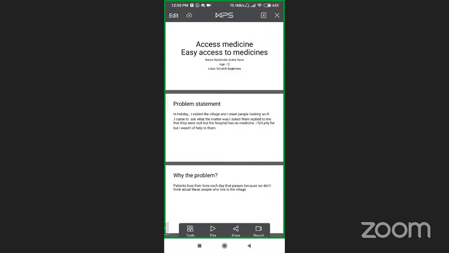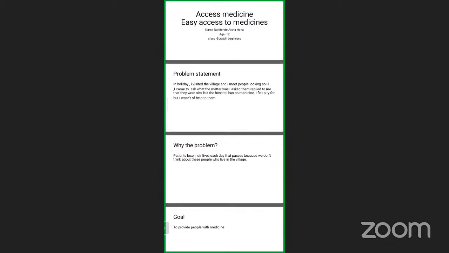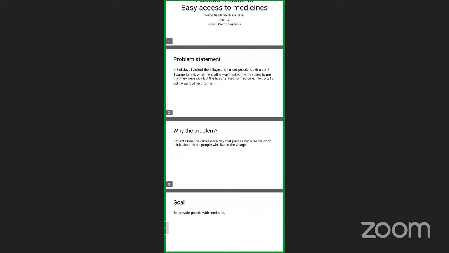My name is Ashil Shahana. I am 12 years old. I'm learning Scratch beginner. One time when I came to the village, I met a couple of people. They looked so ill. So I asked what the matter was, and they replied to me that they were sick and the hospital had no medicine to treat them. I thought, this is in my position. I couldn't do anything. I wasn't of help to them.